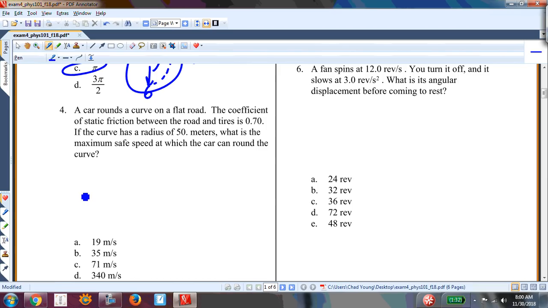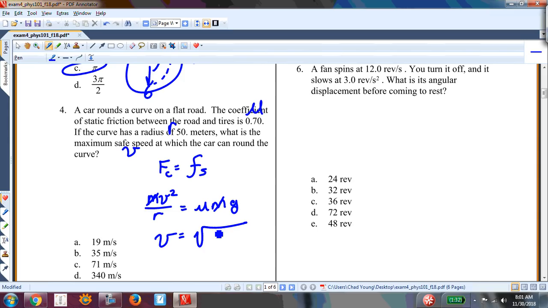A car rounds a curve on a flat road. The coefficient there is mu. Curve has a radius of 50 meters. What is the maximum safe speed? So I know that the centripetal force is equal to my static frictional force. That's mv squared over r is equal to mu mg. My m's cancel out, which is good because I don't have the mass. Turns out the speed is not dependent upon m. And so v is equal to the square root of mu g r.